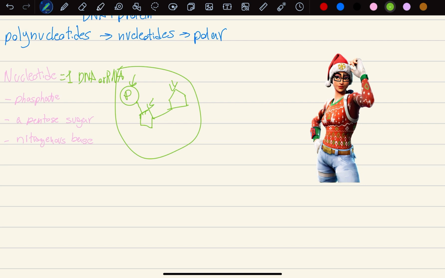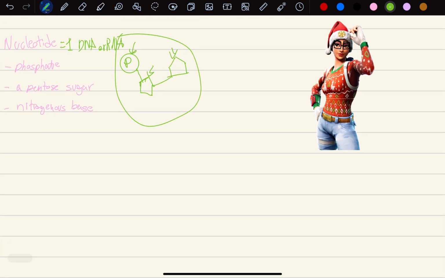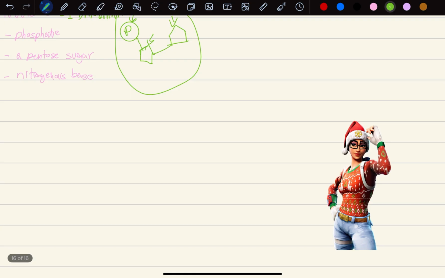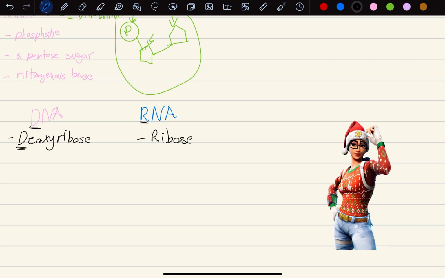Yay! Okay, next up, we're going to tell Nogops what the difference between DNA and RNA is. So let's bring her down here, because there's a big difference. So, DNA, let's do DNA in pink, and RNA in blue. DNA has a sugar called deoxyribose, while RNA has a sugar called ribose. So that's why it's called DNA, because deoxyribose, and RNA is just ribose.